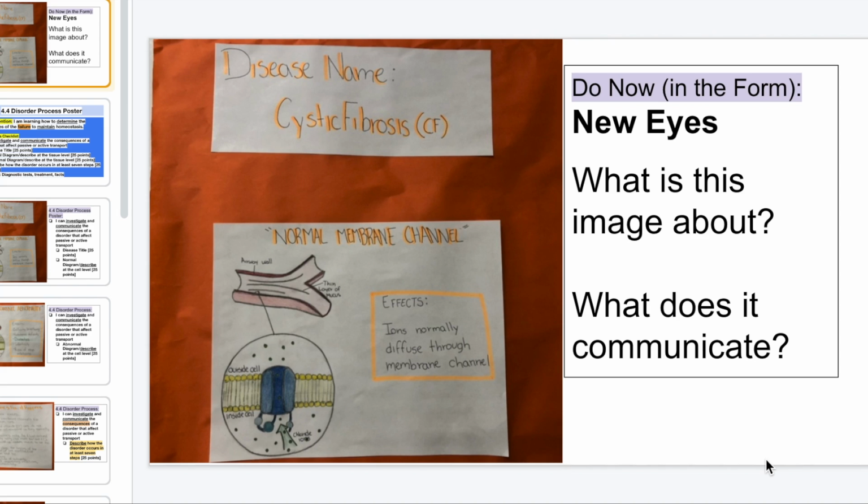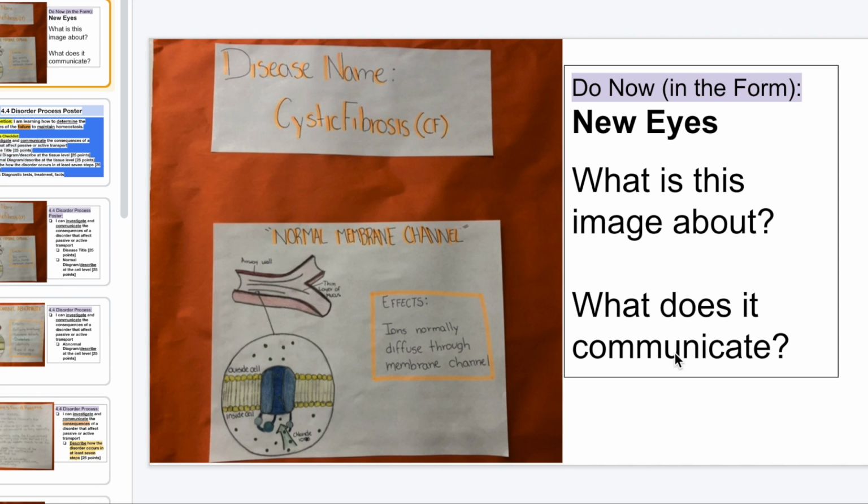So first of all, do the do now in the form. You should have already done it. Where it says new eyes, this is the image you use with that. So what is this image all about? Disease name is cystic fibrosis, it says, and guess what? That's the biggest words on here, so probably that might be what it's about. If we look over the whole thing, yeah, I'd say that's what it's about.